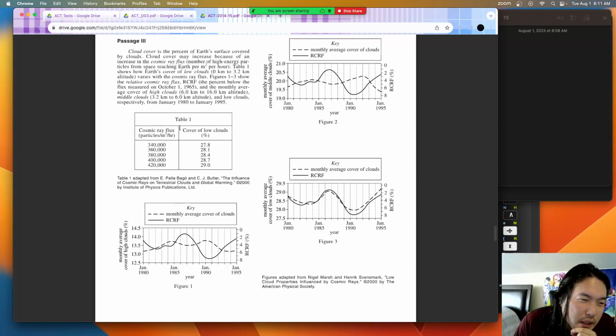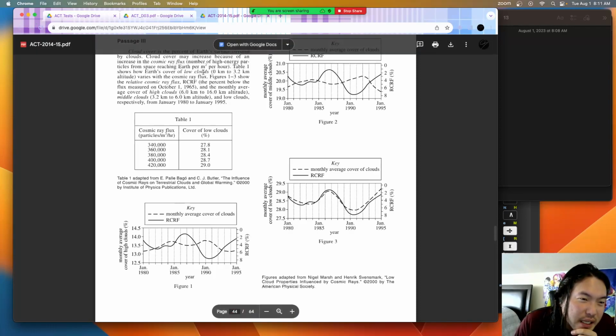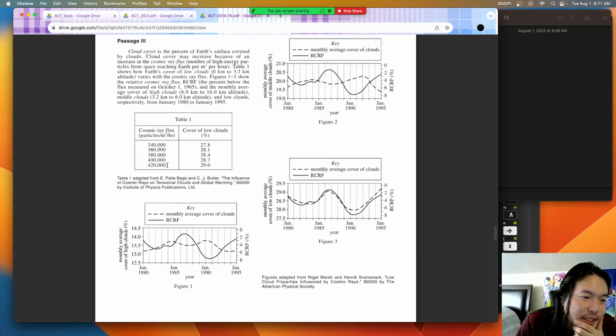So we have this table 1. So we have cosmic ray flux. What is that again? It's high energy particles from space. That's cool, that's a lot of high energy particles coming from space. And then we have cloud percentages. What do they want you to see, right? They just want you to see that as low cloud cover percentage goes up, cosmic ray flux also goes up.